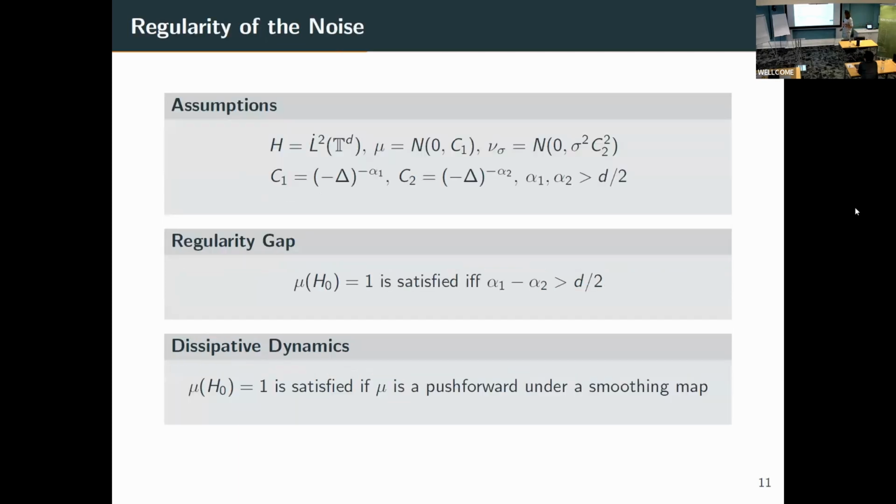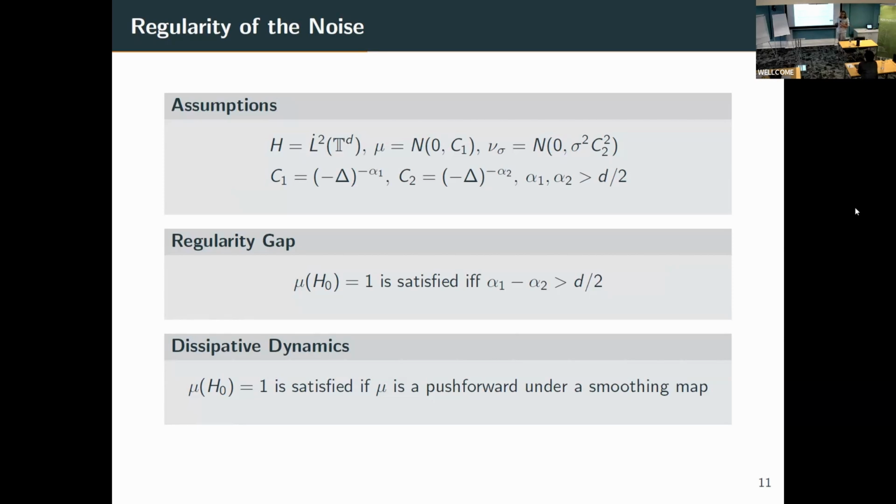Okay, so I do want to say something about the regularity of the noise, because we did have this condition that your data should charge the Cameron-Martin space of the perturbation. So what does that mean if we take a very simple example? Let's say H here is just L2 on the torus, homogeneous. And we pick our data measure to be Gaussian with some covariance C1. And then we pick our perturbing measure to also be Gaussian with some covariance C2.